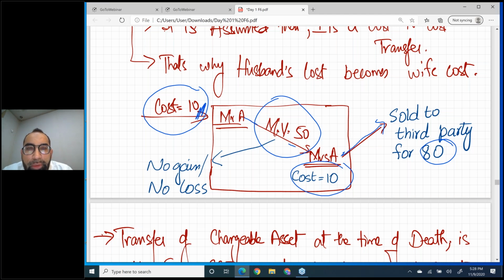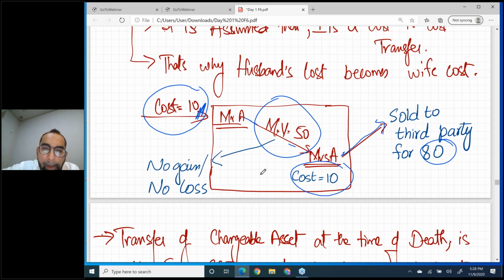So whenever husband, wife or civil partners, there should be a click in your mind: no gain, no loss. Between husband wife transaction, no gain no loss. And the husband's cost will become the wife's cost.